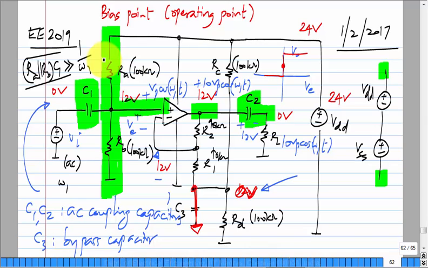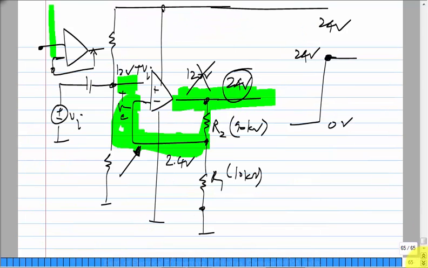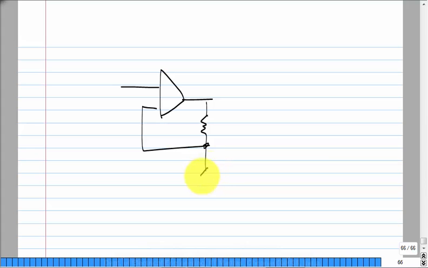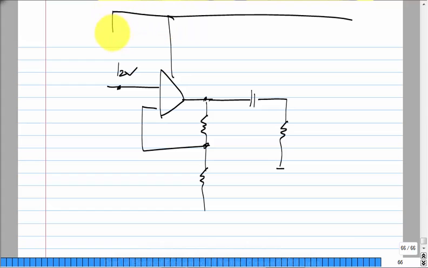And another small piece of trivia. Let's not worry about the input side of things. Let's say this is at 12 volts, as it's supposed to be, or maybe I'll show it like this.